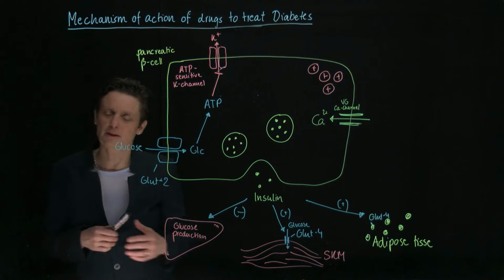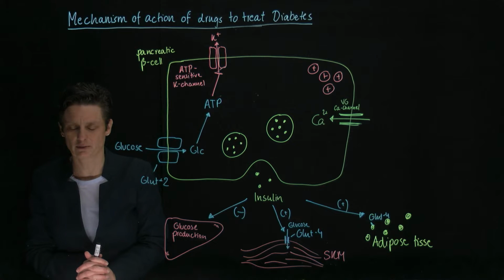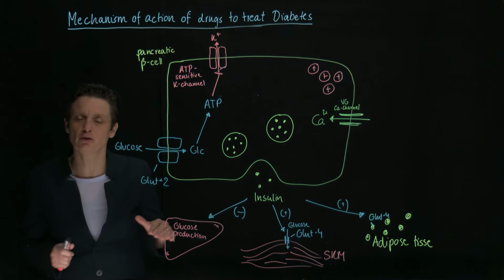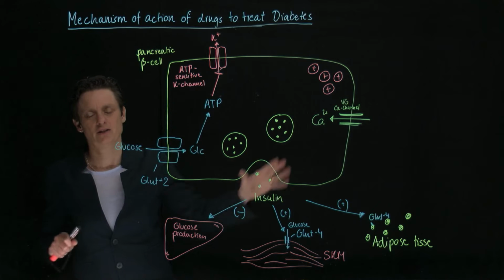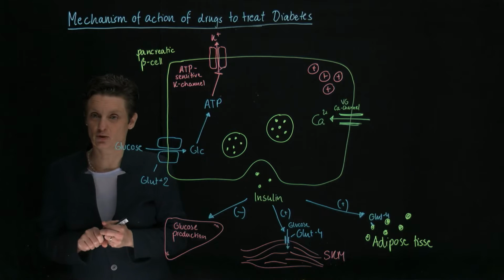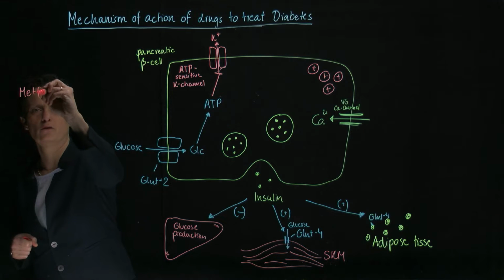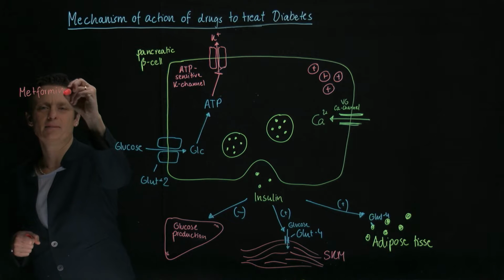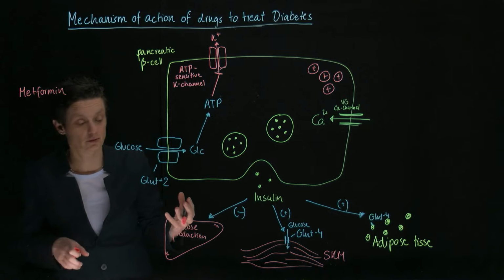Now let's talk about the mechanism of action of the different drugs to treat patients with diabetes. And before we go into too much detail, let's first put them all onto this figure so that we have them all on one sheet. So I want to start with the drug metformin. And metformin is a very old drug, very effective, and also cheap.